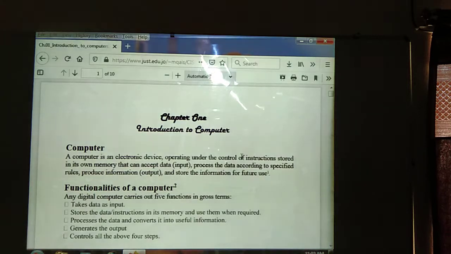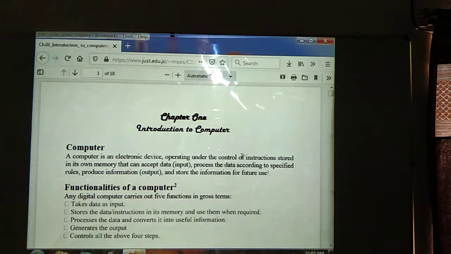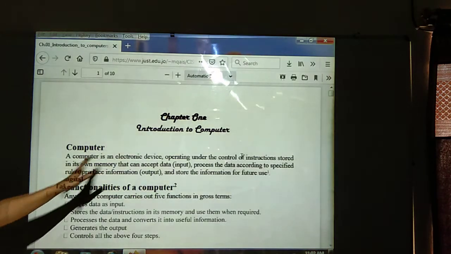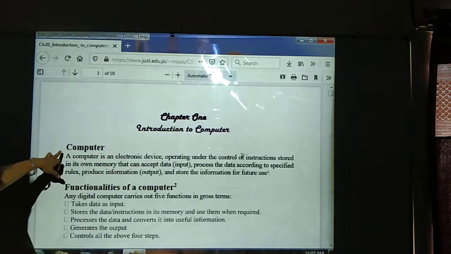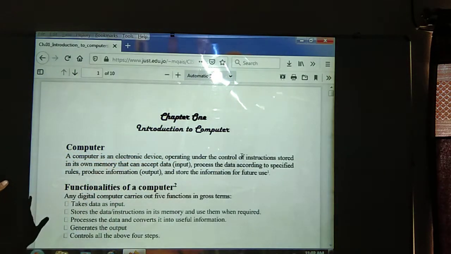First topic will be Introduction to Computer. This will be related to the MPCS first year students. First we can see what is the definition of the computer. First we need to see what is a computer.